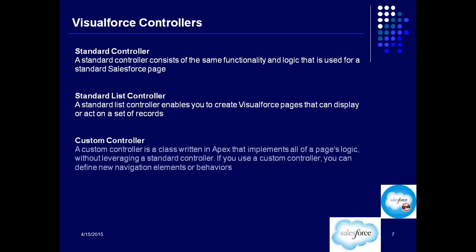The third type of controller is the custom controller. What is the custom controller? A custom controller is a class written in Apex that implements all of a page's logic. This is where we start writing our own logic and our own instructions, and this is the place where we'll start using Apex. It implements all of a page's logic without leveraging the standard controller, so it does not use any of the standard functionality. It simply uses the code that you write. The good thing is that you will be able to write your own logic and control things the way you want.